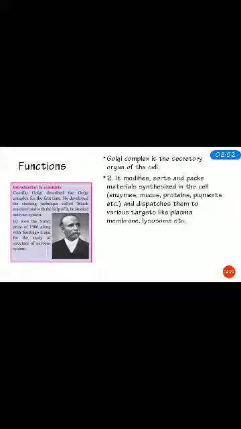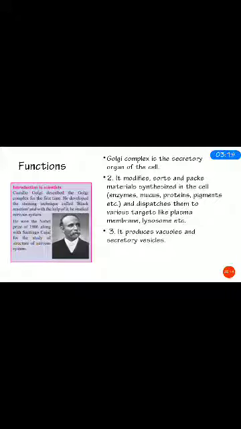The Golgi complex is the secretory organ of the cell because it secretes out the protein, because Golgi is sending all the protein out from the cell, and it modifies, sorts, and packs material synthesized in the cell, that is enzyme, mucus, protein, pigment, etc., and dispatches them to various targets like plasma membrane, lysosome, etc. So it's like a packing department, and it produces vacuoles and secretory vesicles.